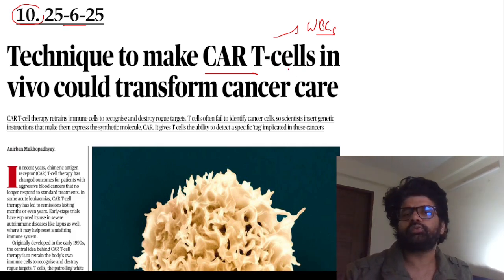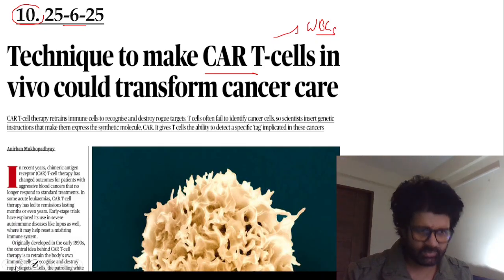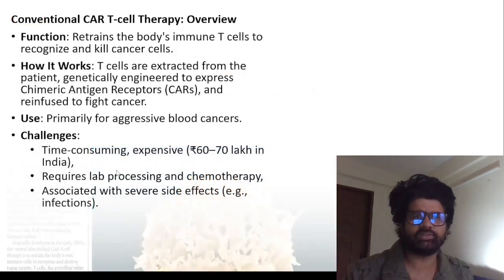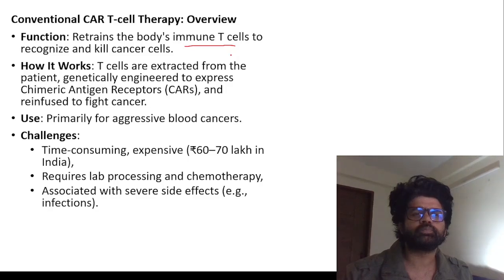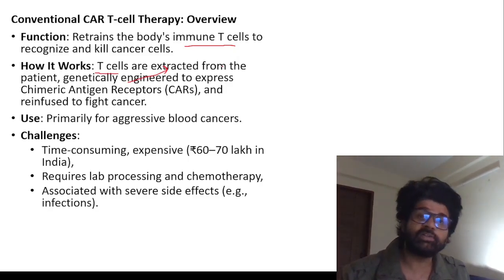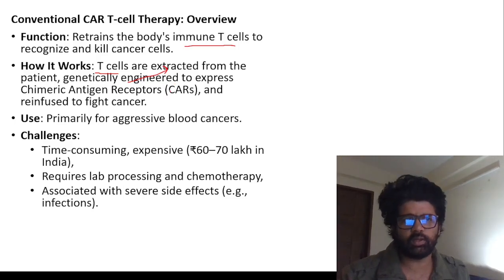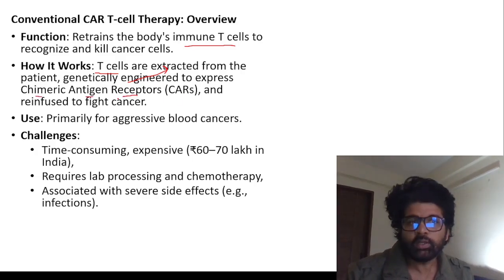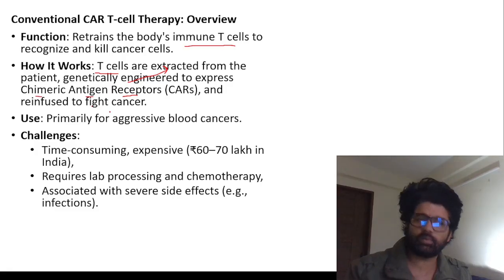They are also used to fight cancers. Basically, in the current scenario, how they fight cancer is that immune T cells are extracted from your body, right? Then genetic engineering happens outside your body, and certain things are given to them, which are known as CAR, chimeric antigen receptors. Then this whole T cell is reinfused in your body to fight cancer.